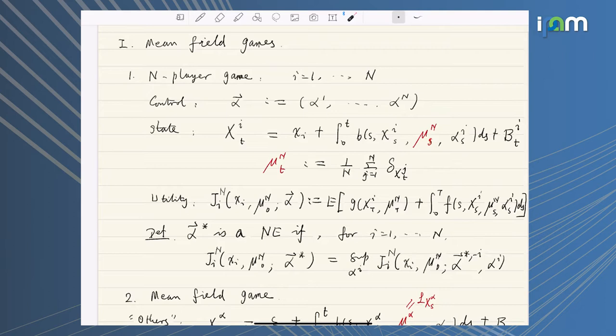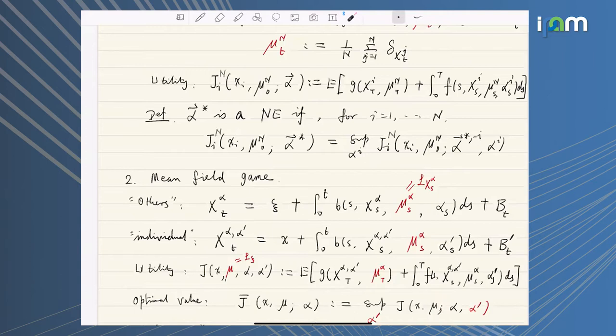Each individual has a utility, J^i, which depends on his own initial state, on the initial state of the group, and on all the controls. It depends on mu^N, but the control just depends on alpha^i for player i. The other controls come into play through mu^N. And alpha star is a natural equilibrium in the standard sense for each player. If the others use alpha star, then you also want to use alpha star, since that gives the maximum value. So that's a very standard framework.